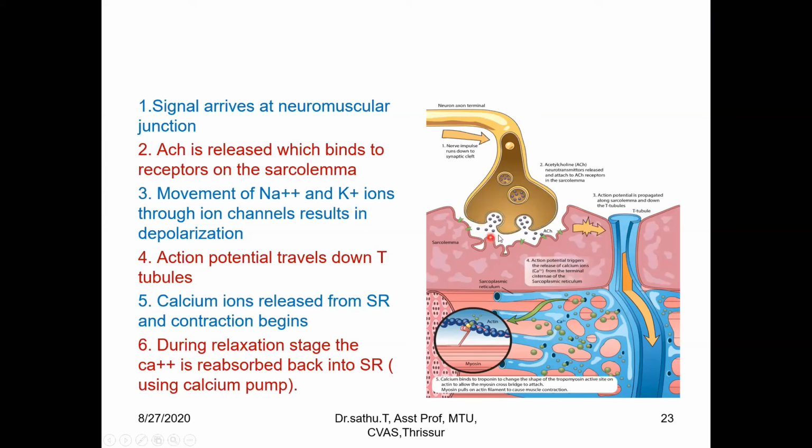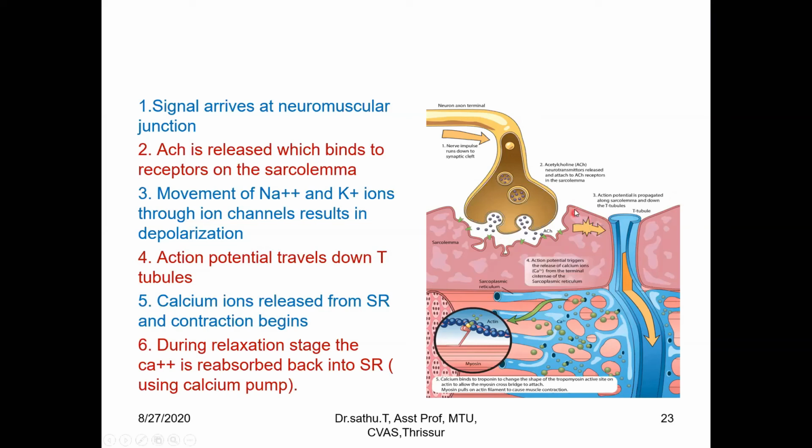Once it binds, the ion channels open. Once the ion channel is open, sodium gets inside and potassium goes outside. Since the number of sodium ions coming inside is more and the potassium going outside is comparatively less, an action potential will be generated. The action potential, being self-propagating, keeps on moving.